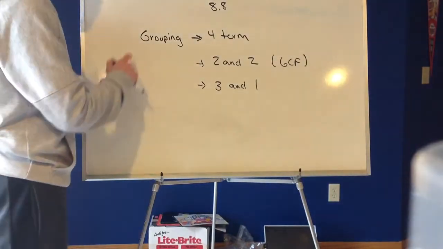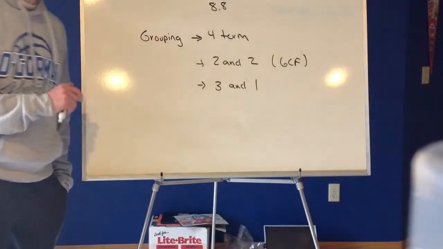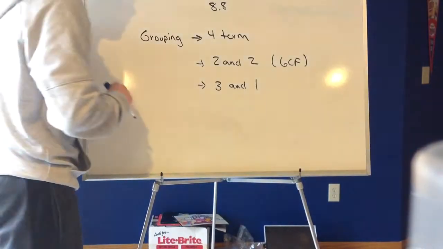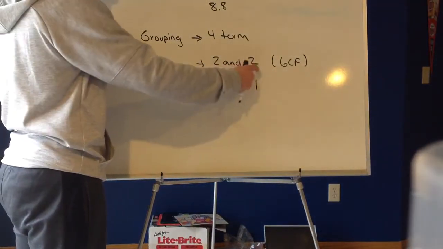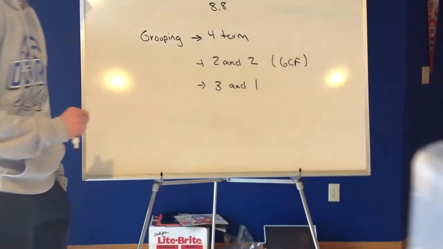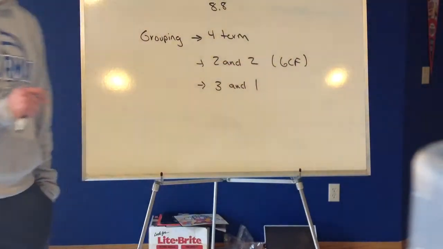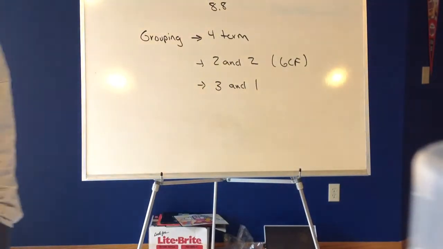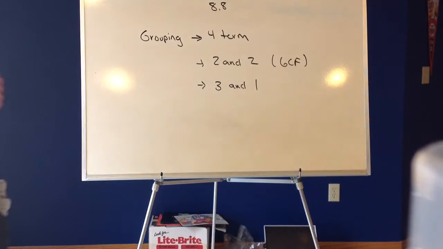Okay, so grouping is used whenever we have 4 terms. Now we're going to be looking at 4 terms. We've only done 2 and 3 up to this point. And the only type of grouping we're doing is the 2 and 2. So you're always going to group the first 2 together and the second 2 together. And really it just comes down to GCF. We're going to do the GCF about 3 different times when we're working with this. But it's all going to be GCF based.